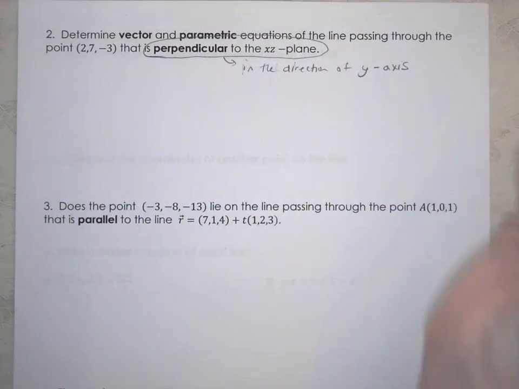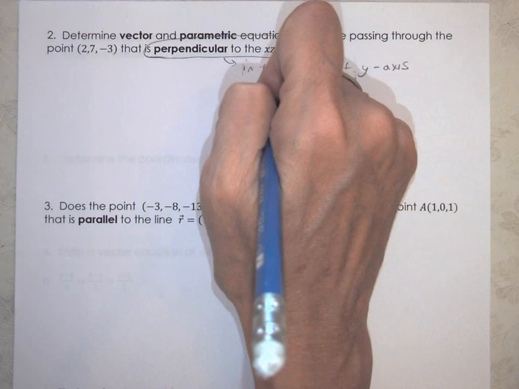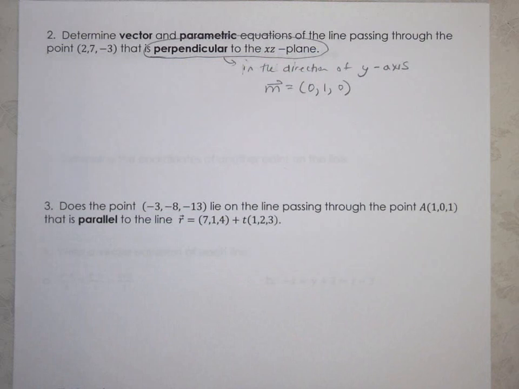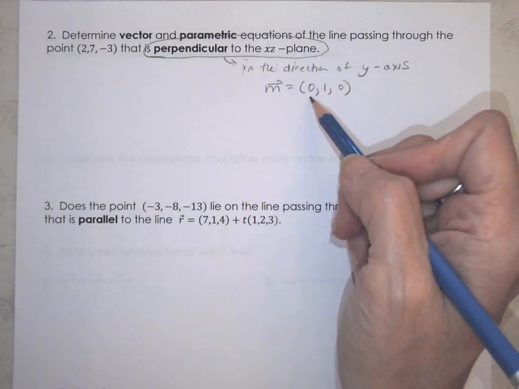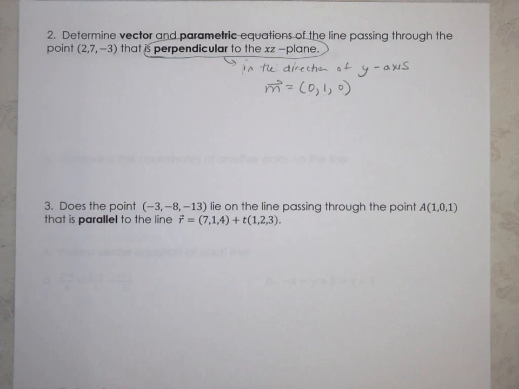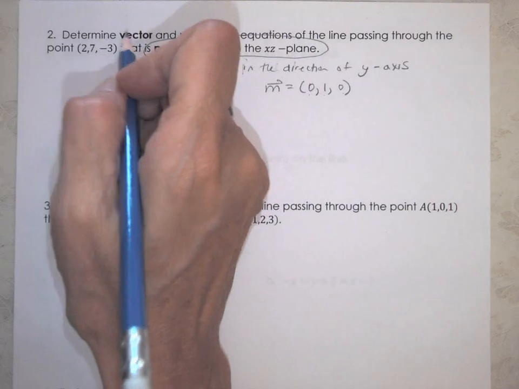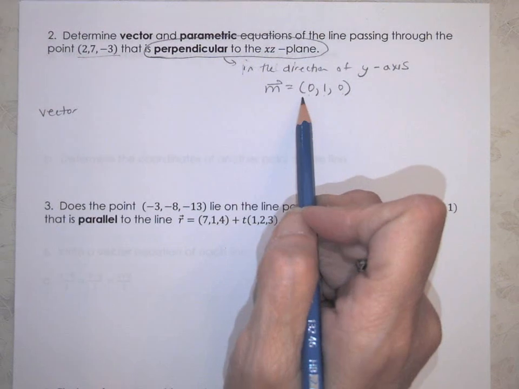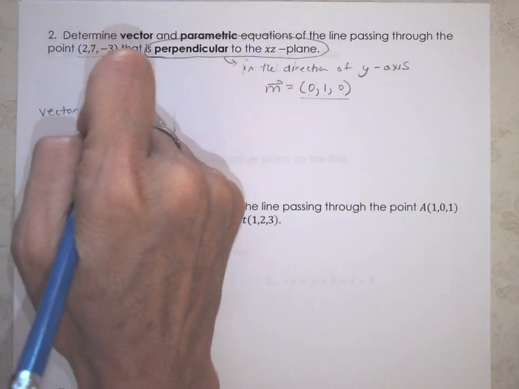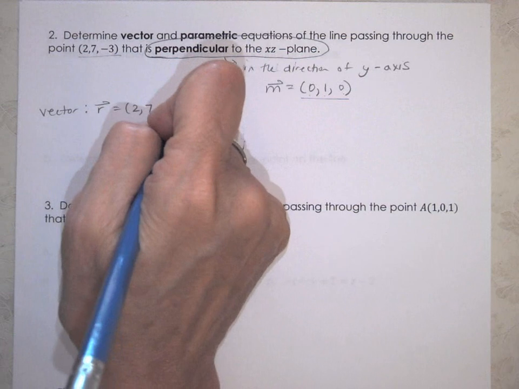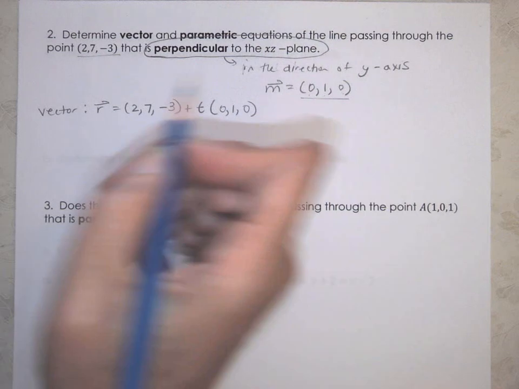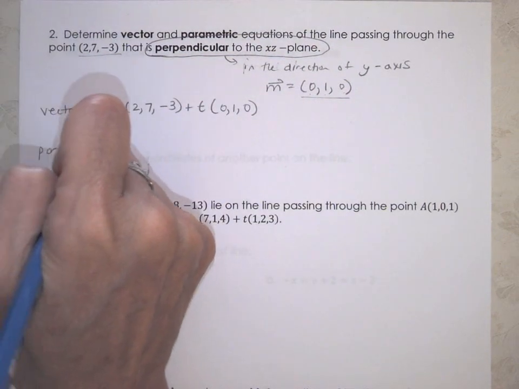So if we want to make a direction vector that's parallel to the y-axis, the easiest one for us to make would be (0, 1, 0) as my direction vector. Okay, so 0 in the x direction, 1 in the y direction, 0 in the z direction. That gives me a direction parallel to the y-axis. So my vector equation of the line that goes through this point with this direction is going to be r equals (2, 7, -3) plus my parameter t times my direction vector (0, 1, 0). And then we also want the parametrics here.